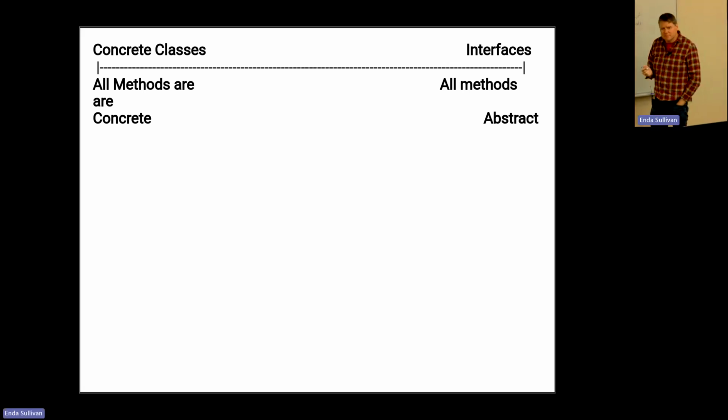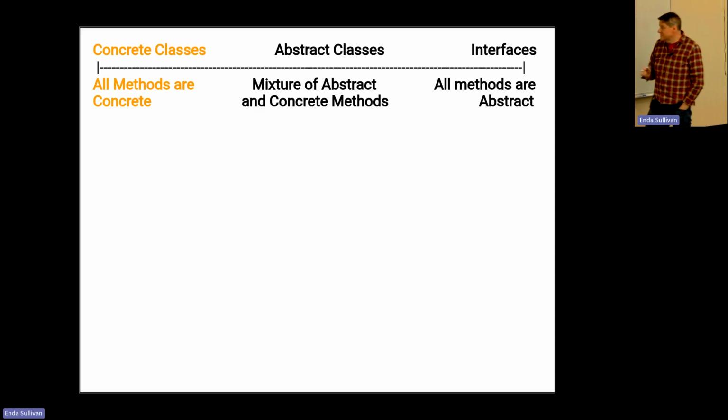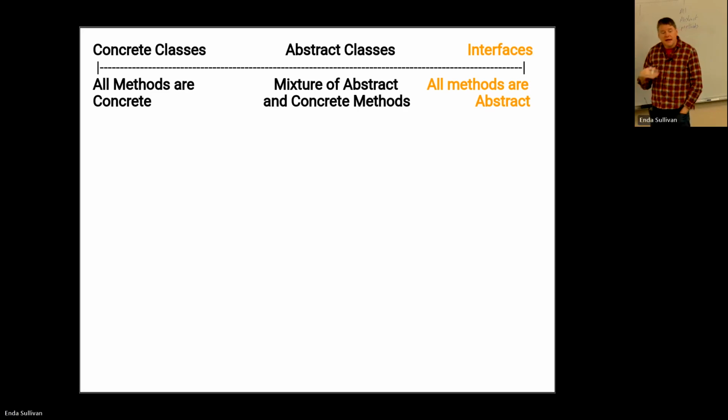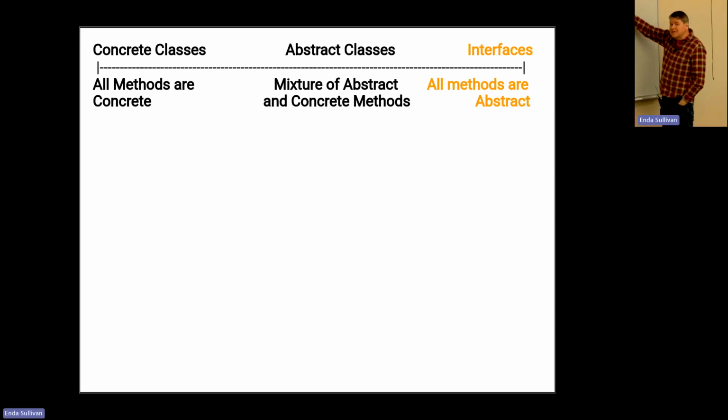And you might wonder, well, where does that put abstract classes? The answer is they're somewhere in the middle. But what's interesting is that this has to be all the way at this end. In order to instantiate a class and actually make an object, it has to have all concrete methods. That is a rule. And on the other side, this one is also a rule. In order to make an interface, everything has to be an abstract method. You cannot have any concrete methods.